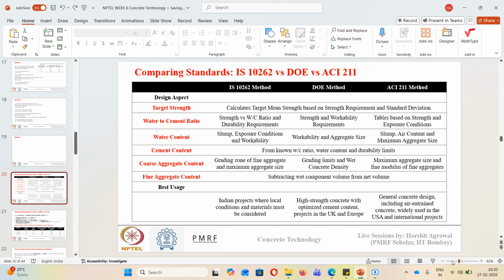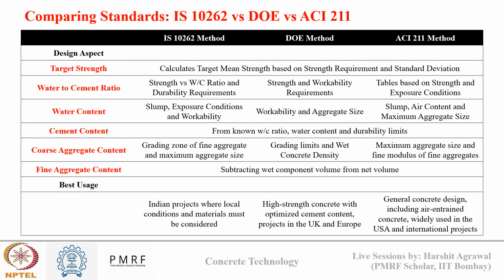Now since we have discussed all three commonly practiced mixture design codes, that is IS method, DOE method, and ACI method, let's just have a basic comparison between them, an overview of how they compare against each other. There are different design aspects that I have listed here in the first column, and what different design methods say about that design aspect is written in the subsequent columns.